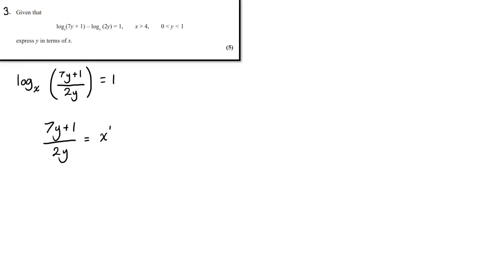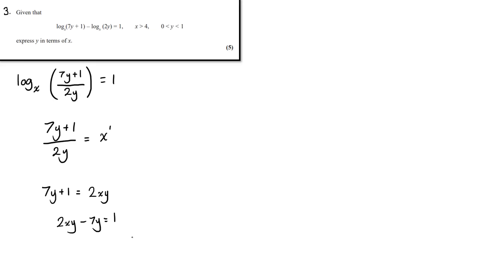At this point, this boils down to a pretty basic rearranging problem, where we're looking to make y the subject. So the first thing I'm going to do here is multiply both sides by the denominator of 2y. So I get 7y plus 1, and that's going to be equal then to 2xy. That's x to the 1 times 2y, so we get 2xy. Clearly, in this case, all we need to do now is get the y's on one side and factor out the y. So I can do this as 2xy. I'm going to minus the 7y off this side. Minus 7y is equal to 1.